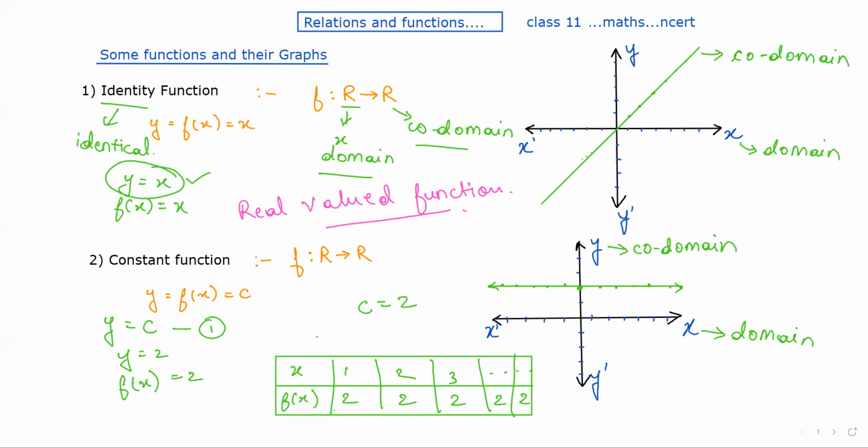So for this particular constant function, we started with a function where you took real values as your domain, and your codomain is also real, but your range over here in this scenario is only C. In this particular example, only 2.